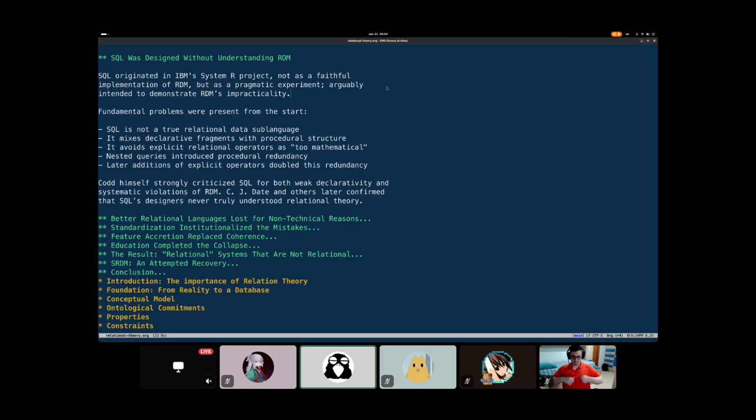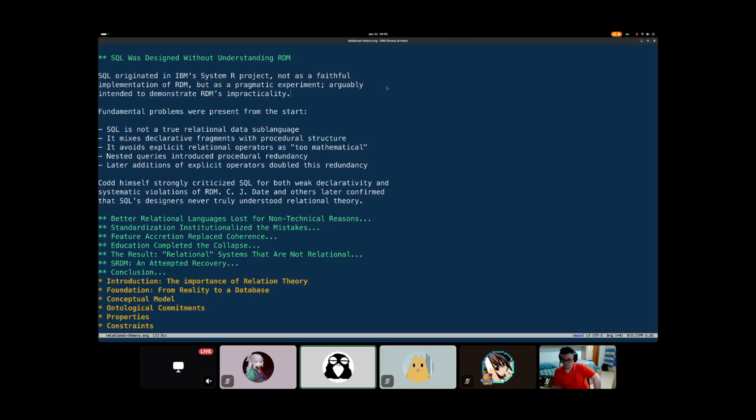But anyway, that's just a talk. The idea is that it was a practical example, an experiment. People were just trying to get a hold of the idea first. Then some problems came up with it, namely, SQL is not a true relational data sublanguage, which is one of the things that Codd expressed in his paper with Alpha. Codd at the time was working on his own language called Alpha.